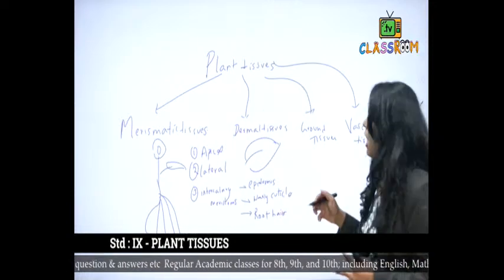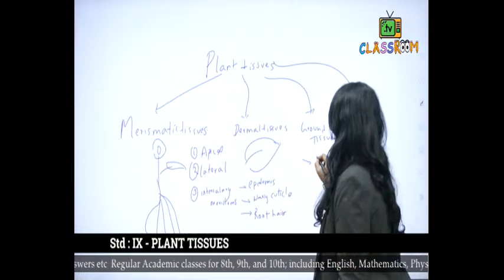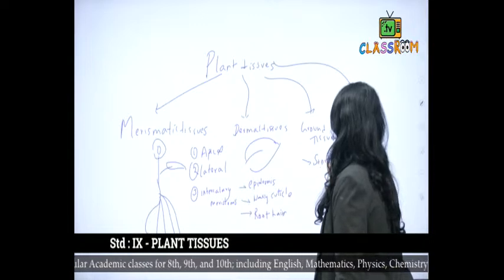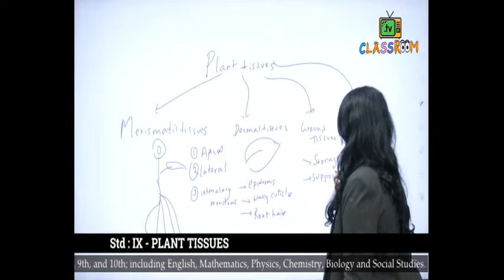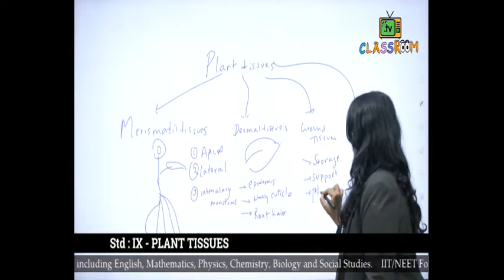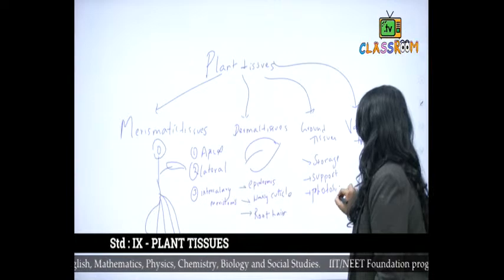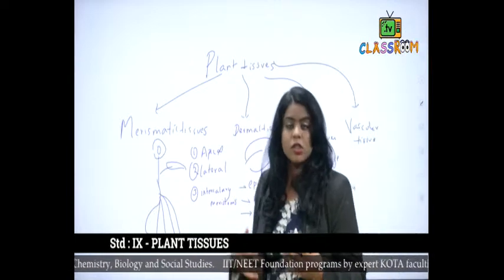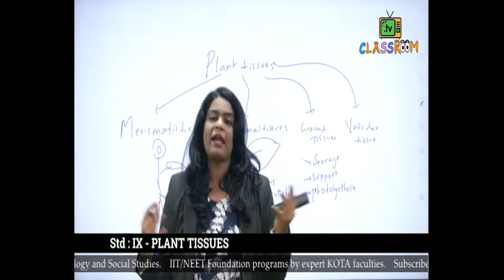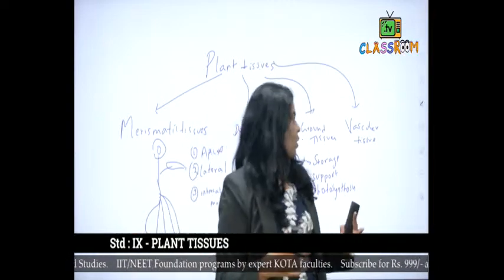Now coming to the ground tissue cells, they help in storage, support and the process of photosynthesis. That is the mechanism where the plants can make their own food in presence of sunlight, water, chlorophyll and carbon dioxide, and the end products are glucose and oxygen.